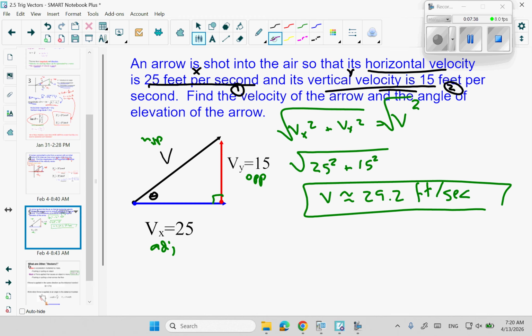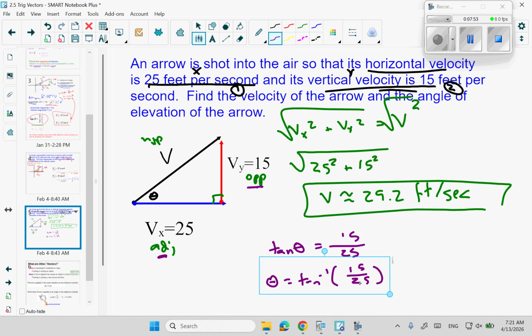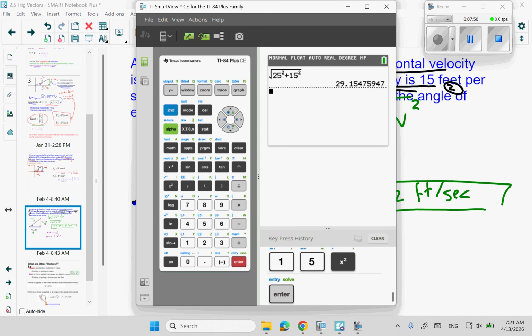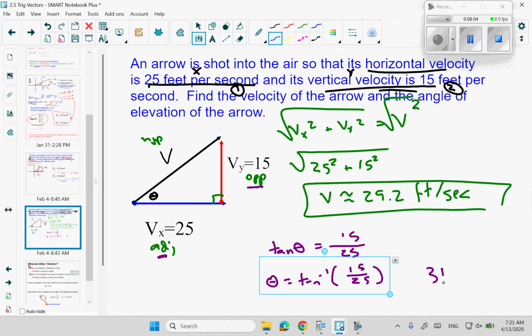Okay. And then finding theta, I can use opposite and adjacent. So I'm going to get tangent of theta equals 15 over 25. So theta equals tan to the -1 of 15 over 25. So we get about 30.96. Let's say about 31 degrees from the horizontal.